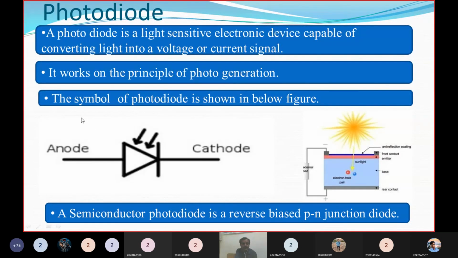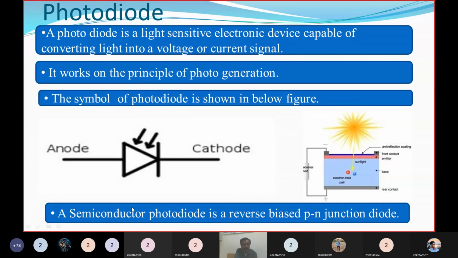Next, the symbol of the photodiode is shown in the figure below. This is the p region and this is the n region. The p region is connected to the anode, and the n region is connected to the cathode. This is the overall diagram of the PN photodiode. I will explain this briefly.